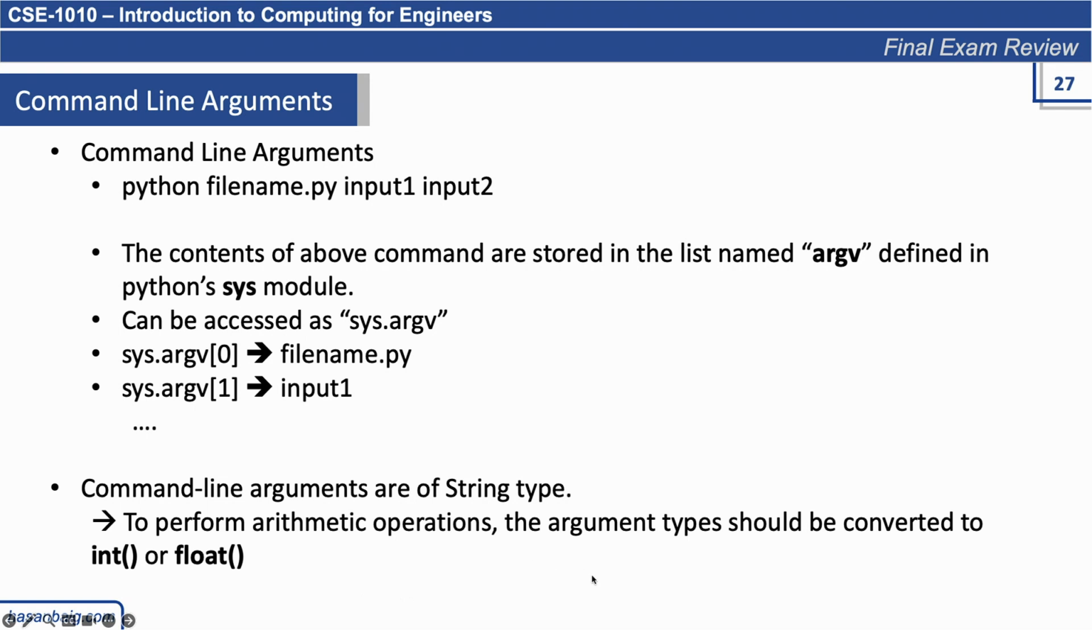Okay, and to perform arithmetic operations, whatever argument that we pass, even if you pass 10 or 100 or 1.2, whatever, it is always passed as string type data. In order to perform any mathematical operations on it, you need to convert it into either integer or floating point data type.